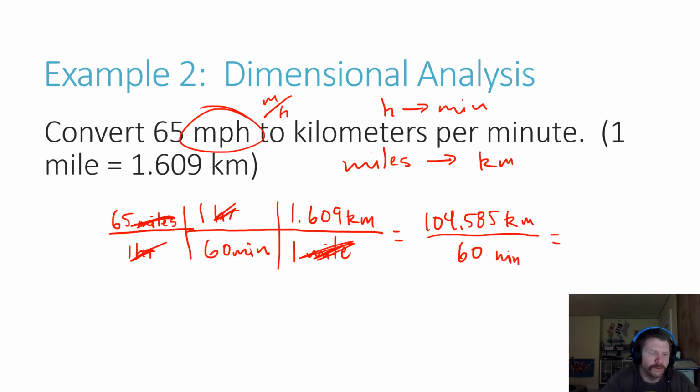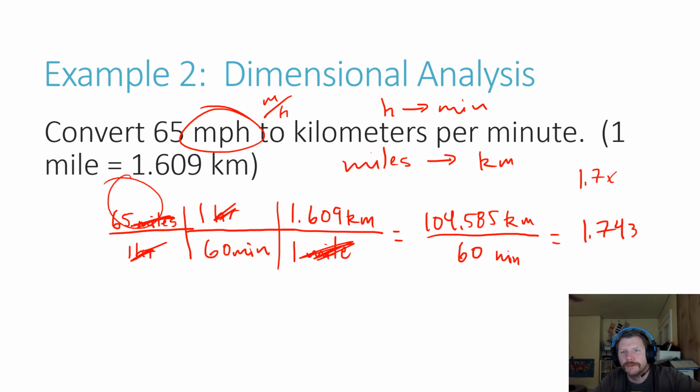Plug this in, 104.585 divided by 60 equals 1.74308, and it goes on from there. What I started with was 65. I had two sig figs, so it would simply be 1.7 km per minute. And that's all there is to this.